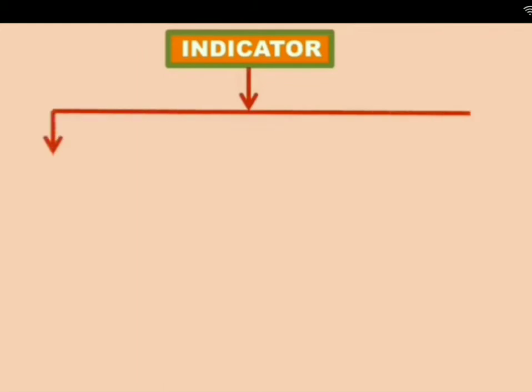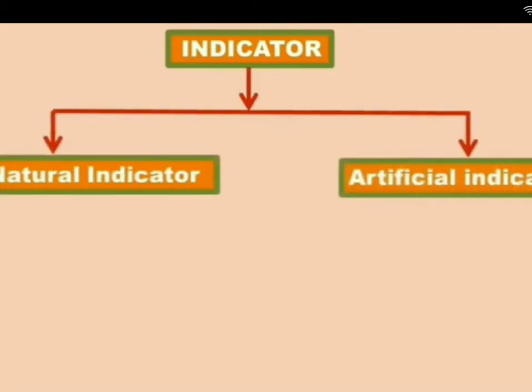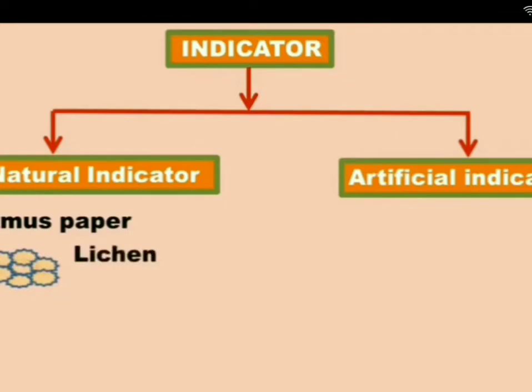See, again and again I am showing you with the help of the video to make you understand clearly. There are two types of indicators, natural indicators and artificial indicators. What are the natural indicators? They are turmeric, China rose solution, then litmus paper. It is obtained from lichens.